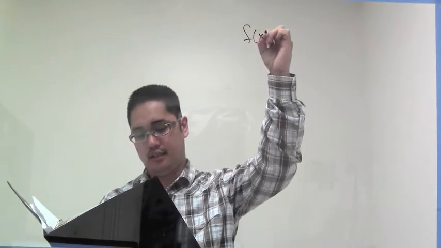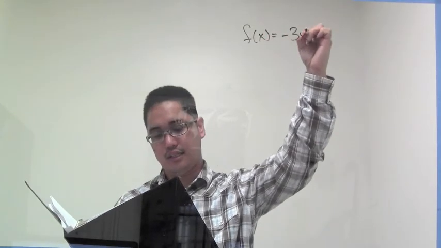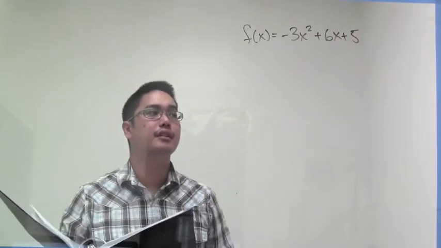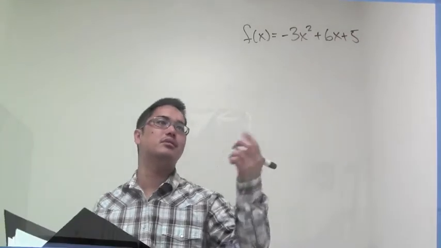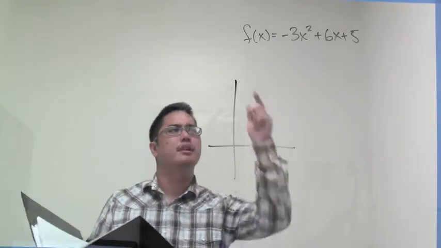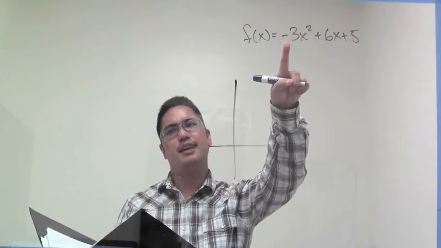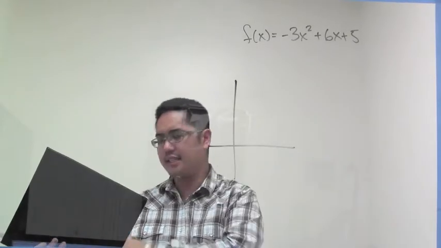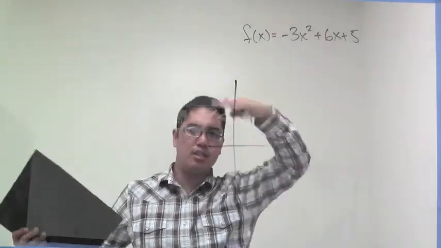F of x is equal to negative 3x squared plus 6x plus 5. How do I graph that? Well, let's talk about some characteristics about this graph. I think it's going to be upside down because of that negative. I think this 3 right here is going to make that graph go from fat to skinny. It's going to stretch it out vertically.